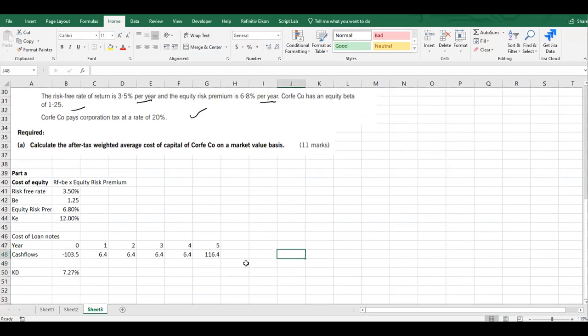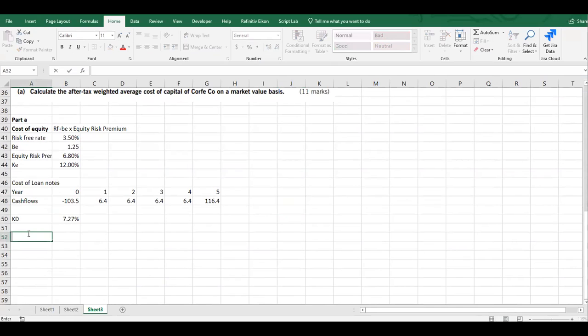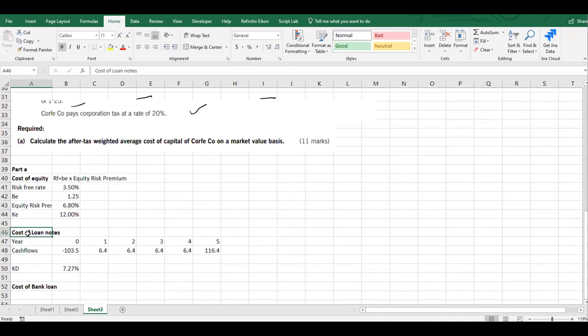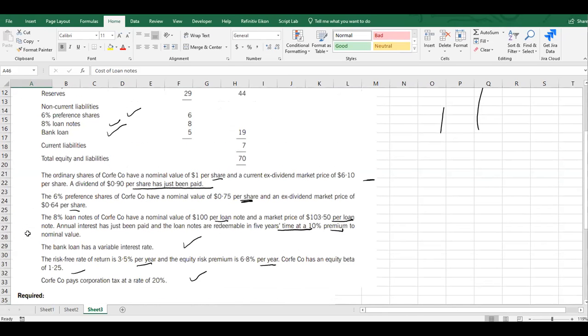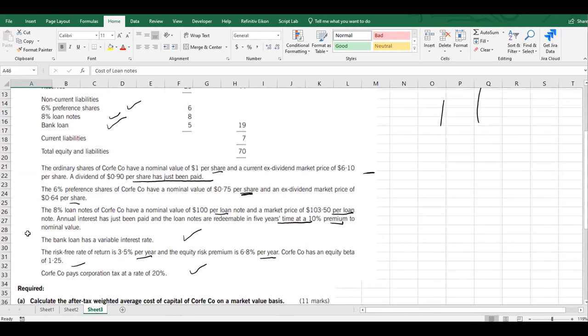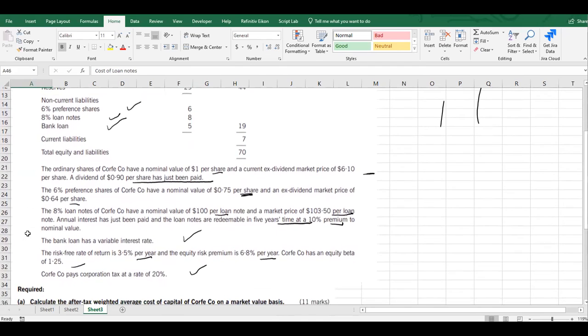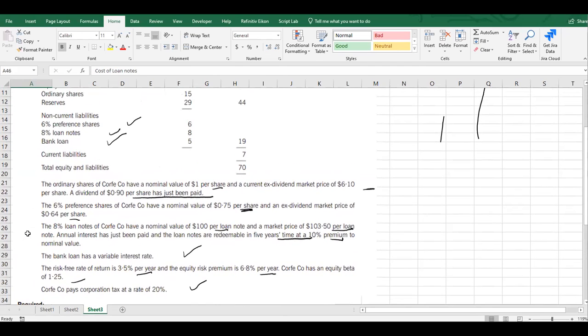Okay, next is cost of bank loan. Bank loan interest is 8%. Take the after-tax value of 8%. Sorry, the bank loan interest rate is not given.